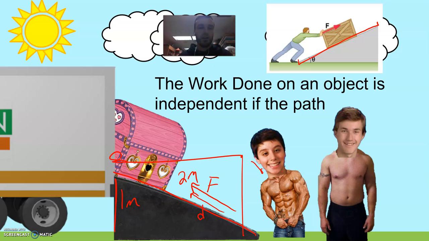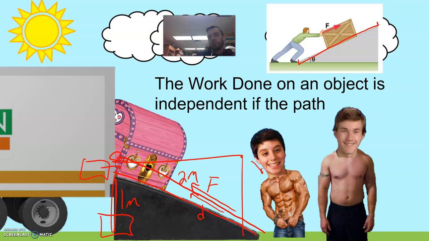And now there's some trig involved with that, but you can see that it would require more force to just lift it straight up and put it in the back than it would to push it up the ramp or use that simple machine surface there. In both cases, the suitcase started on the ground and ended up in the truck. So it doesn't matter if I just lift it straight up and put it in there, or if I take this long ramp, this long path up there. The work done on an object is independent of the path.